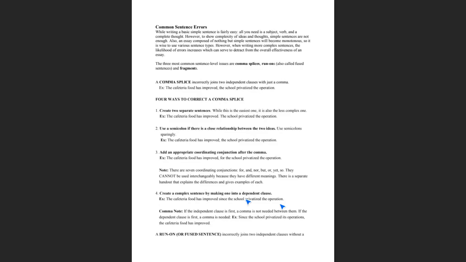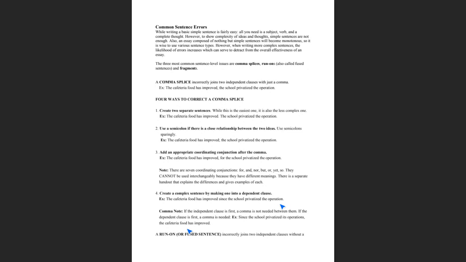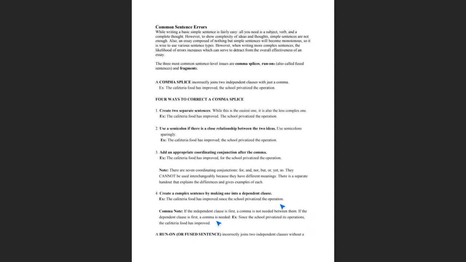However, if the dependent clause comes at the beginning of the sentence, then you need a comma between the dependent clause and the independent clause. So look at this example. Since the school privatized the operation, comma, the cafeteria food has improved. The reason why we put the comma there is because the dependent clause comes first. So those are the 4 ways to correct a comma splice.